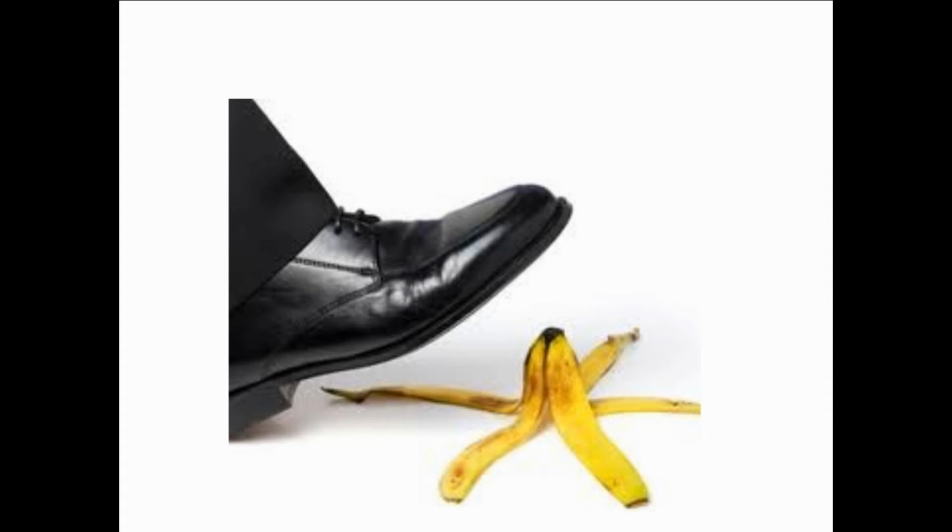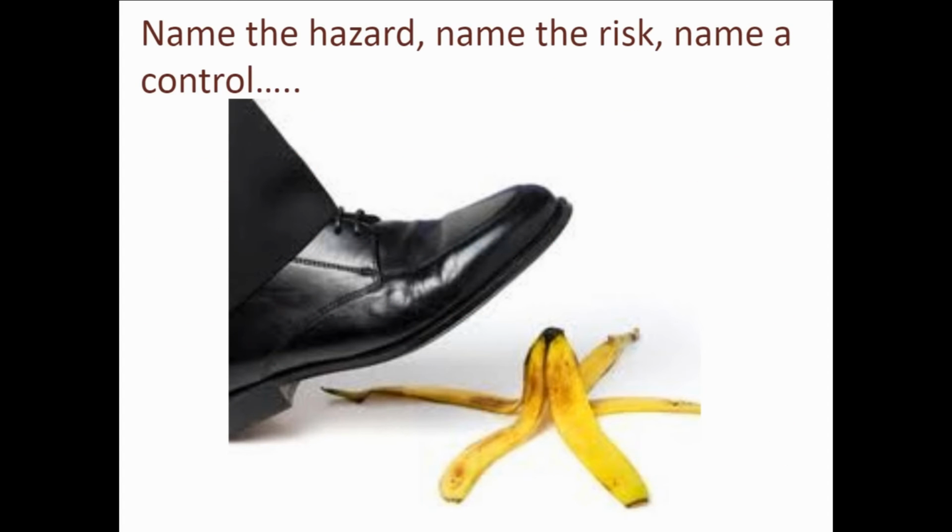So here we've got a situation with a person about to stand on a banana peel. You need to try and identify the hazard, the risk, and the control for this situation. Pause the video and write those down. Okay, well done. So the hazard is the banana peel. The risk is that the person could slip and injure themselves. And a control would be if somebody put it in the bin before this ever happened.